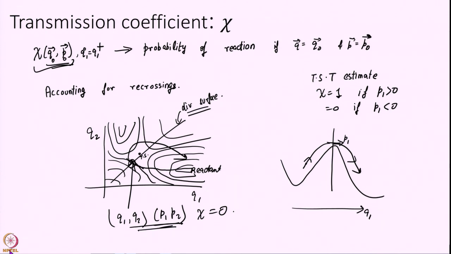Okay. I can have another case as well. So, let us say I start here. I come here and I come here. This is a bit more confusing. Okay. So, I have three points here that I am hitting, two with positive momentum. And it is reactive. But the problem is that I am counting this one trajectory three times when I do transition state theory.